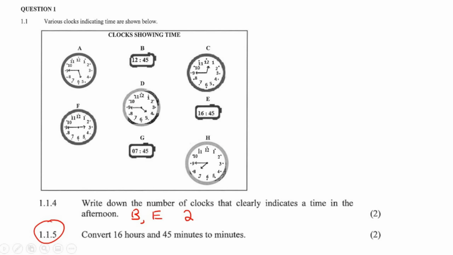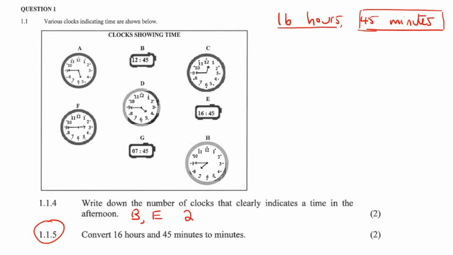This question over here says convert 16 hours and 45 minutes to minutes. So 16 hours and 45 minutes. They want you to change that into minutes. Well, this part is already changed, right? So that's easy. So we can leave that one. We just need to change this one. So 16 hours, we need to change that into minutes. So remember, there are 60 minutes in 1 hour. So if you have 16 hours, then how many minutes would that be?